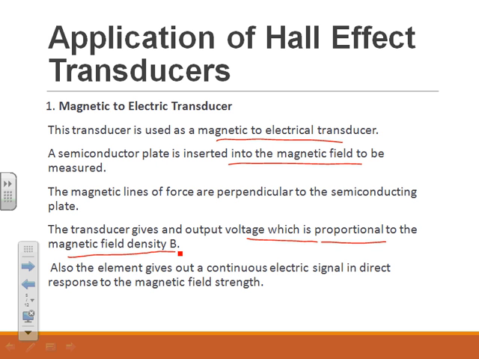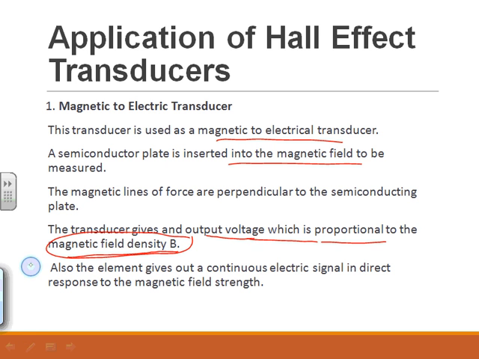Also, the element gives out a continuous electrical signal in direct response to the magnetic field strength. So by using this transducer, we can measure the magnetic field density B. We can find the magnetic field by measuring the output voltage, as said in the earlier slides. This is how the magnetic field is converted to an electrical signal.